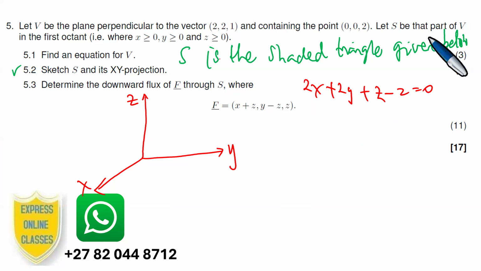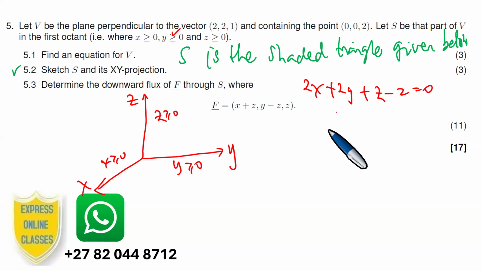Let S be part of the plane in the first octant. So we want to sketch this one, the first octant. The first octant is where y is greater or equal to 0, x is greater or equal to 0, and z is greater or equal to 0.